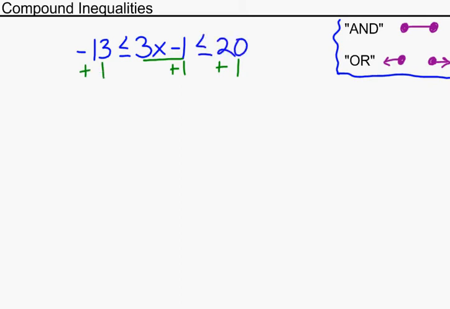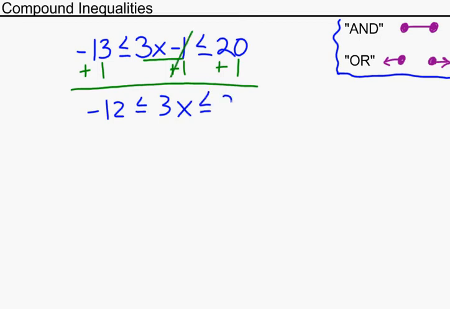So when I take that away and look at the whole thing, it's possible for me to solve this whole compound inequality at one time. I'm solving more or less 3 sides to this inequality. So I end up with negative 12 is less than or equal to 3x, because those ones canceled out. And then 3x is less than or equal to 21.